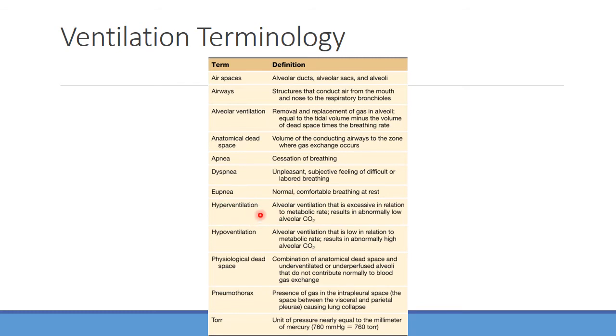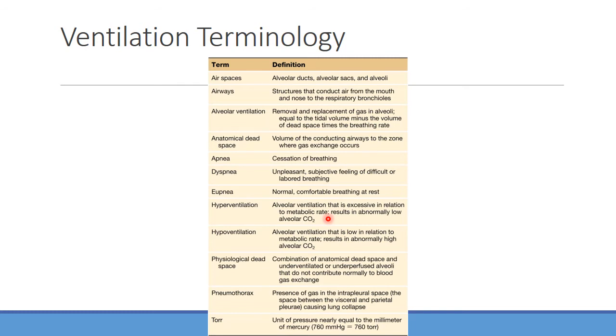And hyperventilation is just going to be that alveolar ventilation that's in excess in relation to the metabolic rate. So if I'm breathing more than I really need to, what that's going to do is you're going to get rid of excess carbon dioxide. And so when you get rid of excess carbon dioxide, what do you think that does to the pH of the blood? Causes it to actually go up.